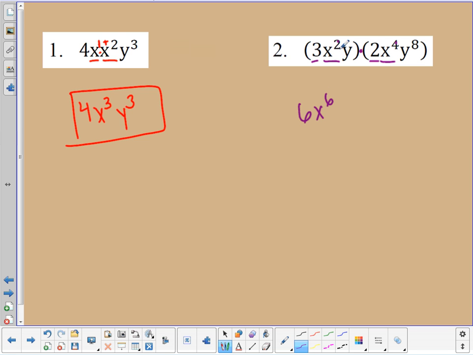A lot of people want to automatically multiply those powers together. You're multiplying the bases. You're not multiplying the powers. When we multiply the bases, we add the powers together. Then the y's, y to the first times y to the eighth, 1 plus 8 is 9. So that's y to the ninth there.